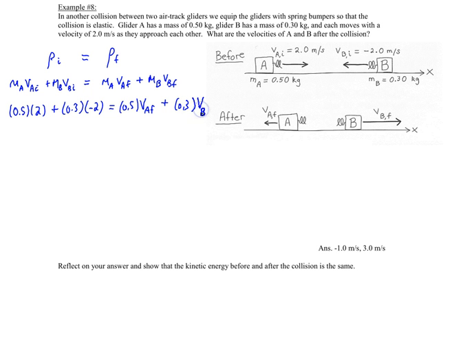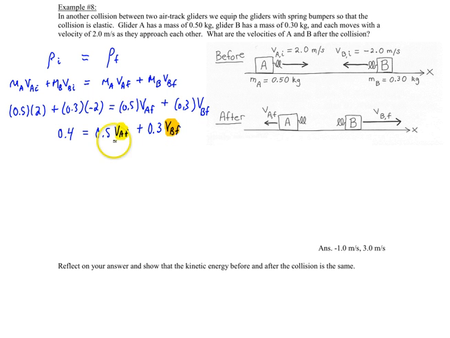times velocity B final. So let's just clean this up a little bit. 2 times 0.5 is 1, and -2 times 0.3 is -0.6. So we're going to have 0.4 equals 0.5 VA final plus 0.3 VB final. So as you can see in here, we have two unknowns, VA final and VB final, and so we're going to have to probably use substitution.